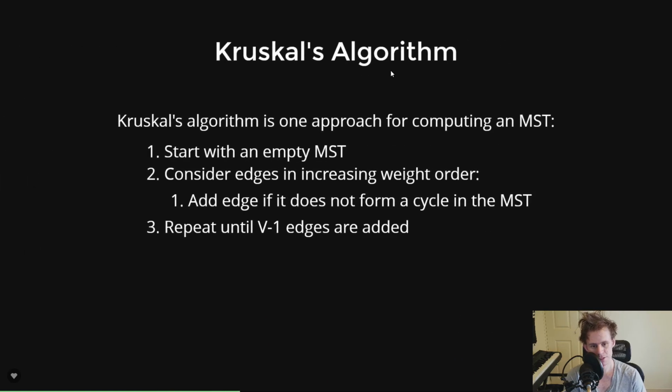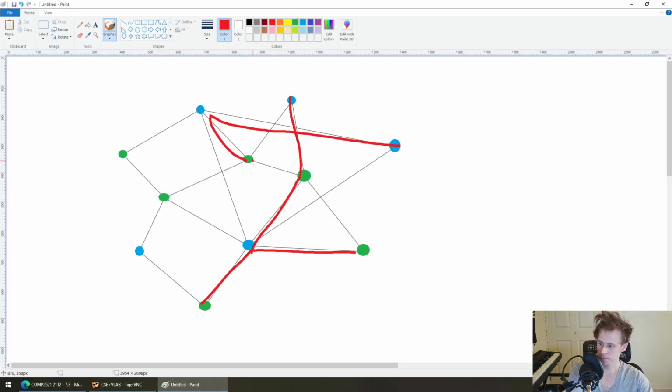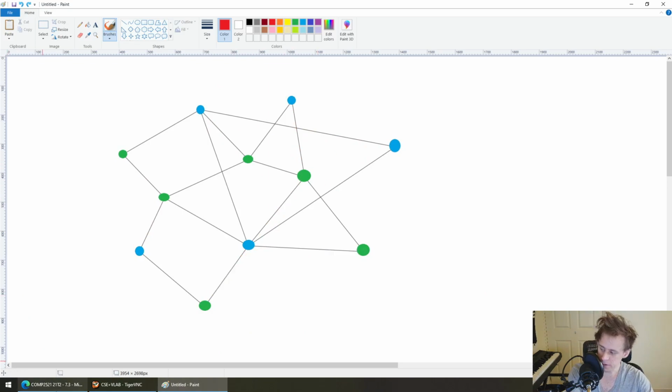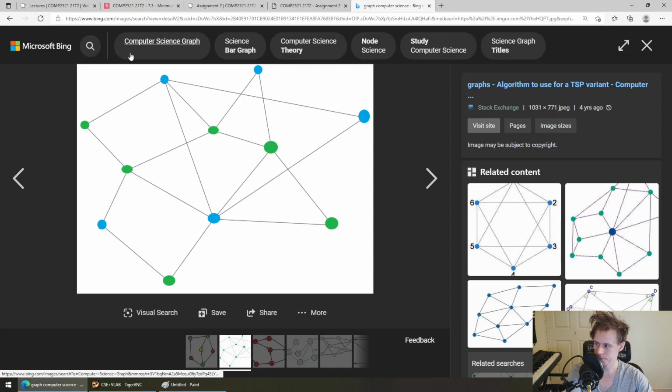The first of these two algorithms is called Kruskal's algorithm. The second one is called Prim's. We're going to be talking about Kruskal's first. This algorithm is very straightforward. The idea is that you have a graph, say like this, and you start with, let me find a weighted graph for you.